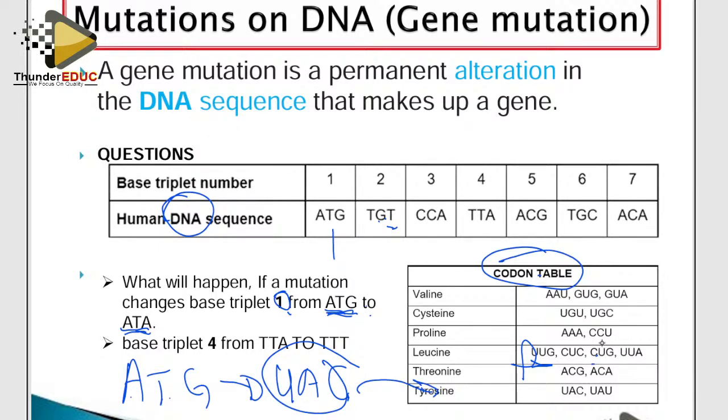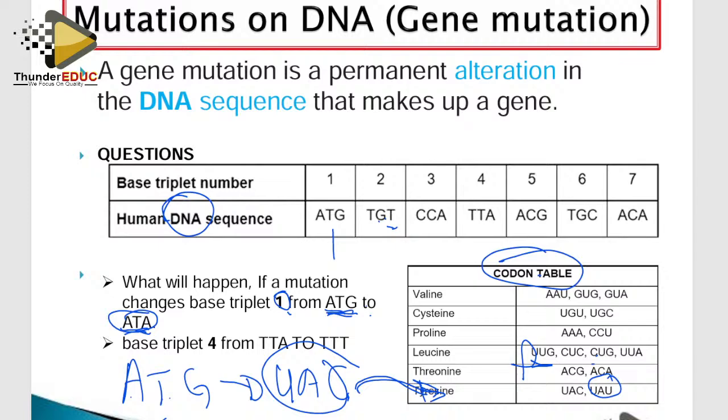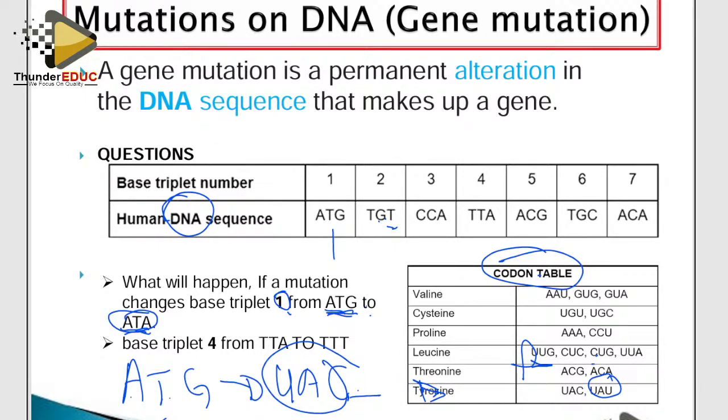UAC. UAC is tyrosine. Even if I pointed it direct, it is tyrosine. Now you come here and look at the one which has changed to ATA. You convert it into UAU. UAU is what? UAU is also tyrosine. So this is tyrosine, and also this is tyrosine.